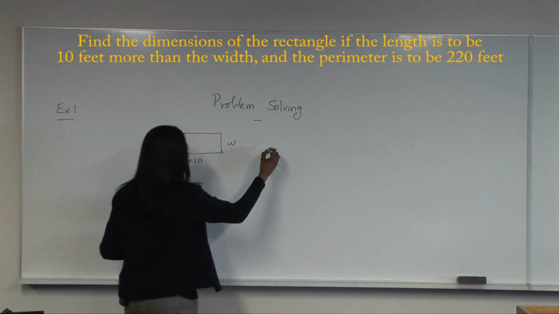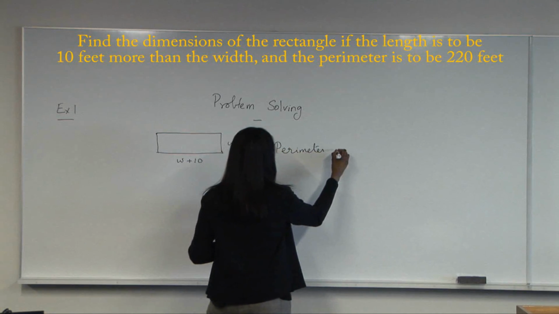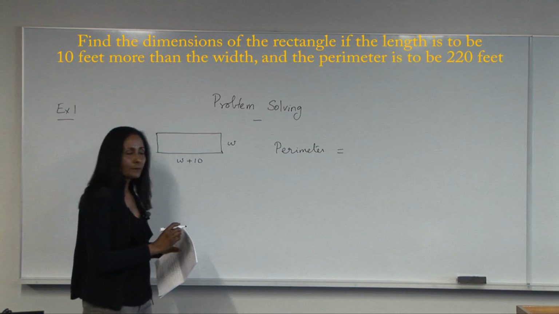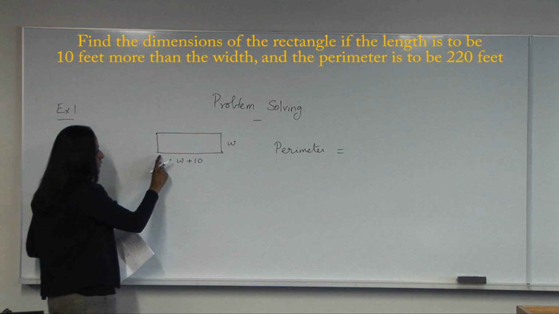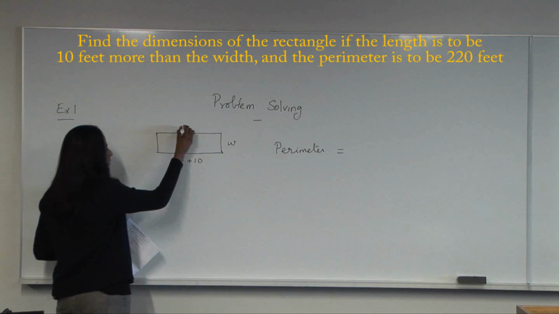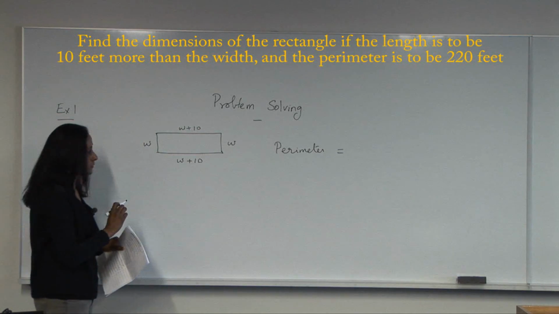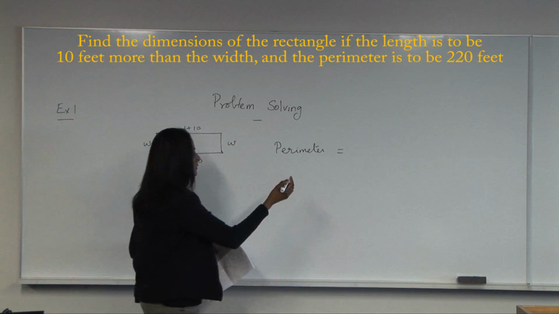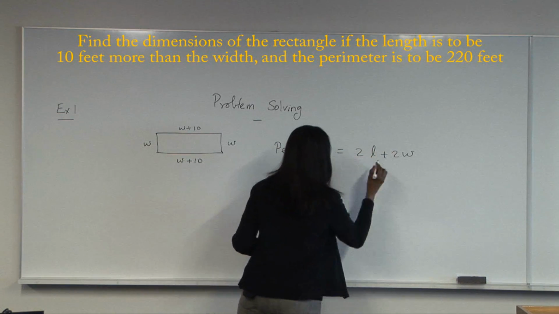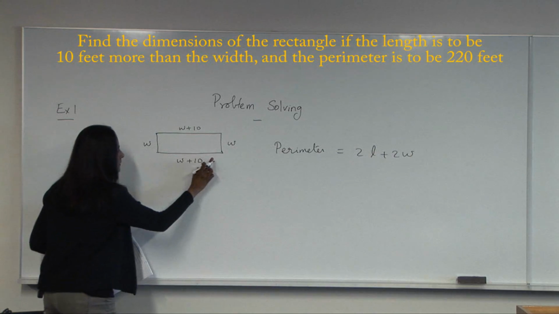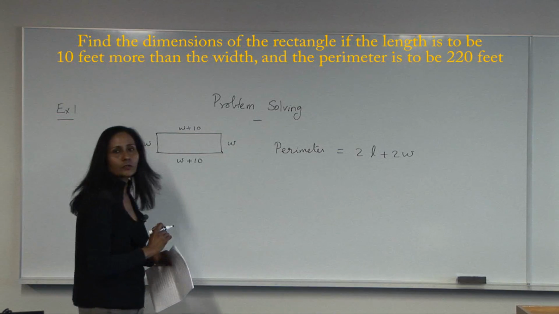Perimeter. What is the formula for the perimeter of a rectangle? The perimeter is you have to add all of the sides. So here, this is also length, W plus 10. This is width, the same, W. So perimeter is always 2 times length plus 2 times width, correct? 2 times length, this plus this, and 2 times width, this plus this.